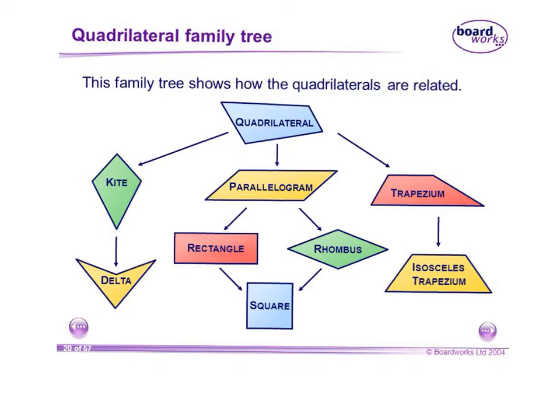A trapezium. Now, a trapezium has just one pair of parallel sides, and an isosceles trapezium has one pair of parallel sides and two equal sides. And that's why it's called an isosceles trapezium. So those are special ways of classifying the quadrilateral family.